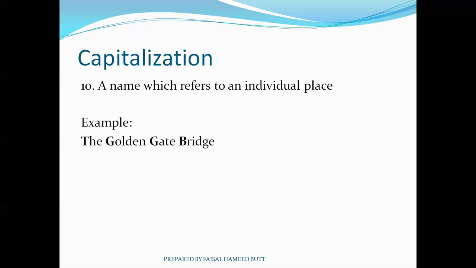So here, see, there are three words. So remember, whenever you have a name which has more than one word, the first letter of every major word will be written with a capital letter. Like here, Golden's G is capital, Gate's G is capital, and Bridge's B is capital, because Golden Gate Bridge is the name of a particular bridge, right?